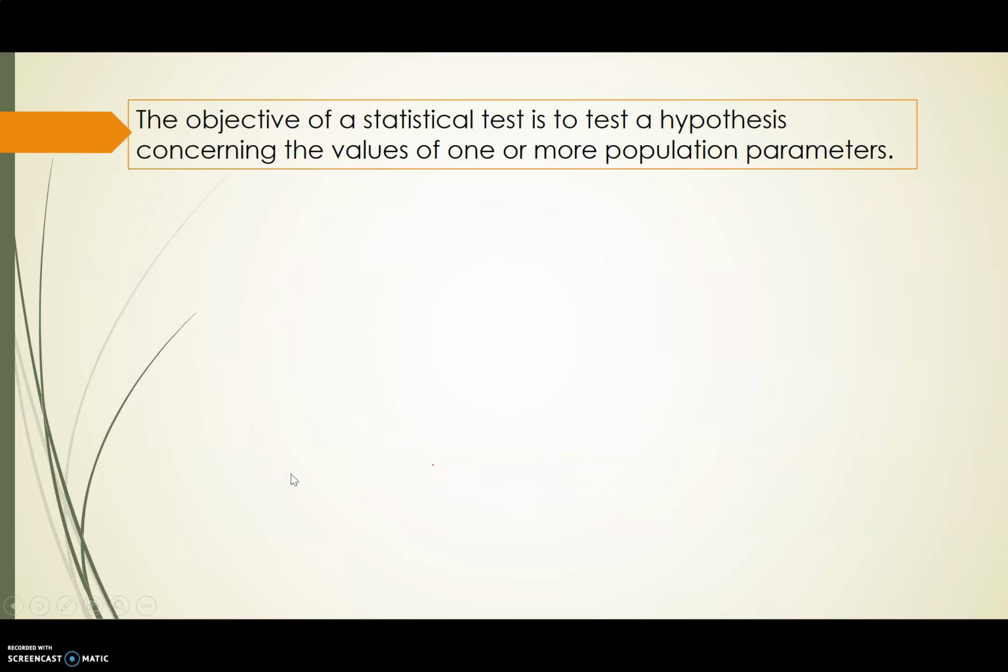The objective of a statistical test is to test a hypothesis concerning the values of one or more population parameters. We have the null hypothesis and also the alternative hypothesis. In this case, the null hypothesis is denoted as H0, and our alternative is denoted as H1.